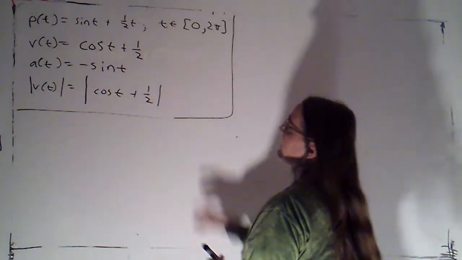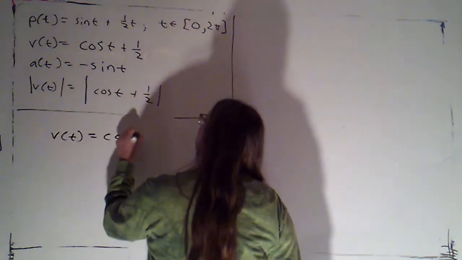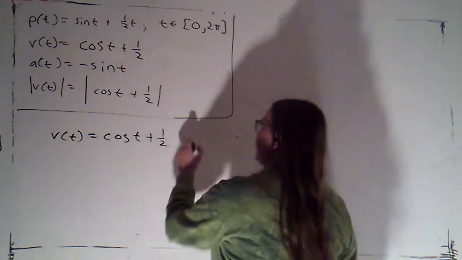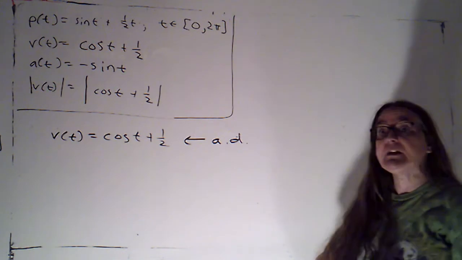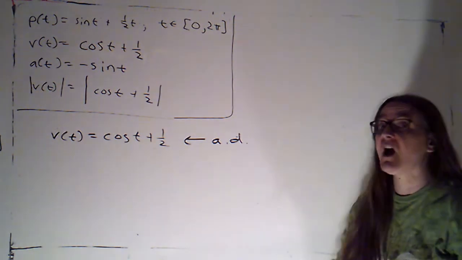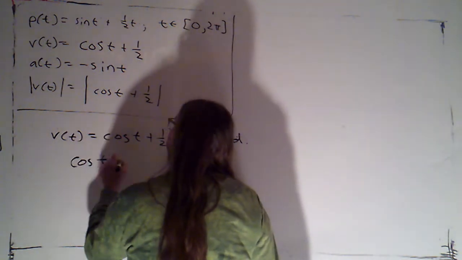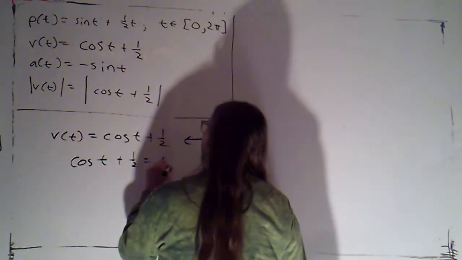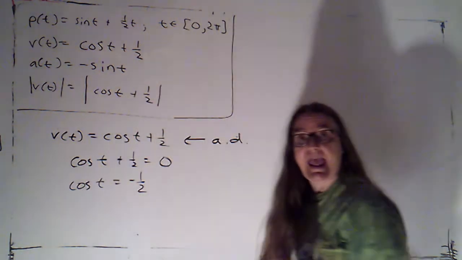So I need to take a look at the velocity. That was cosine of t plus 1/2. Now that's always defined. What that tells me is that the only times this can change sign is when it passes through 0. So let's set that equal to 0. Now that would mean that cosine of t is negative 1/2.